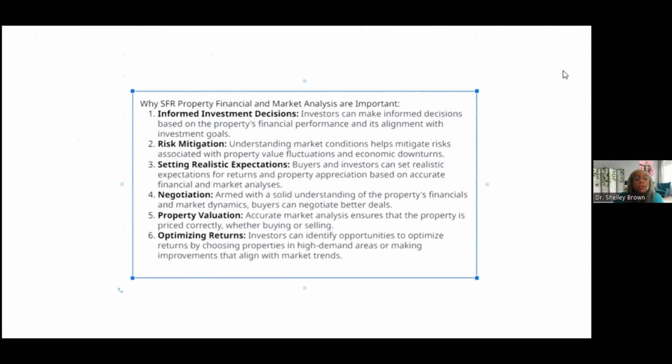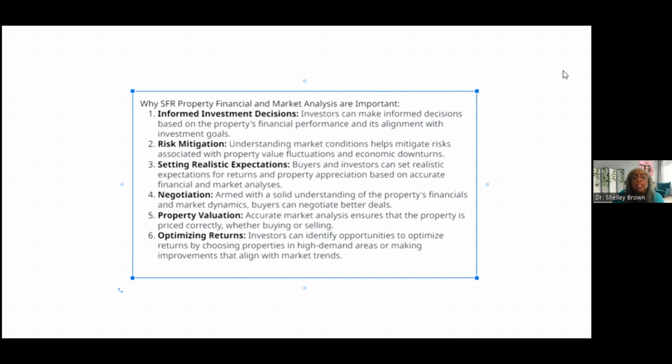The reason is there are 6 informed investment decisions. So you want to make sure that this property is going to perform financially the way you had intended it to perform. And you want to make sure that it's aligned with your investment goals. So you want to make sure that the market analysis that you look at is going to address all of the financial goals that you have.